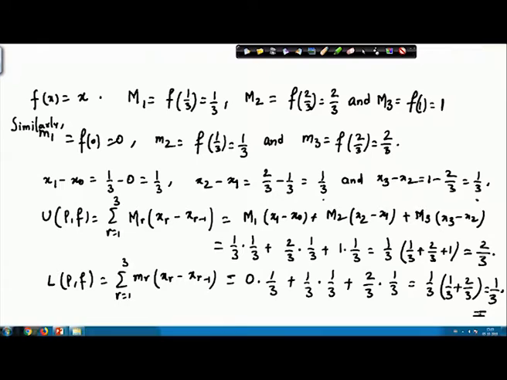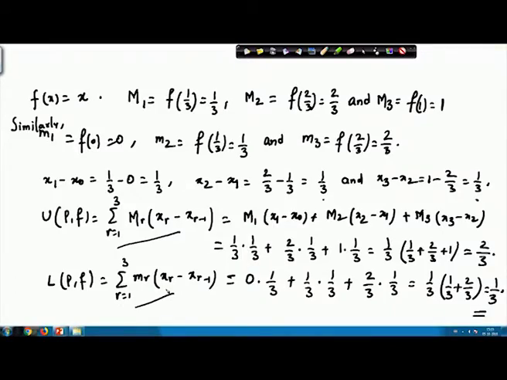So LPF equals 1/3 and UPF equals 2/3 are our respective lower integral sum and upper integral sum which we wanted to calculate. So this is how we can calculate the upper integral sum and lower integral sum.